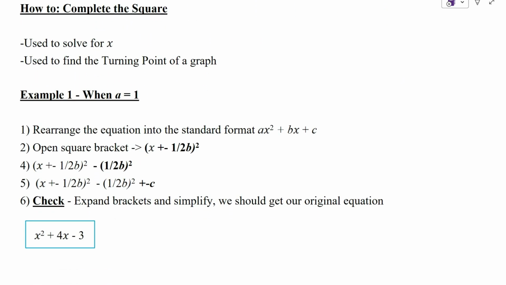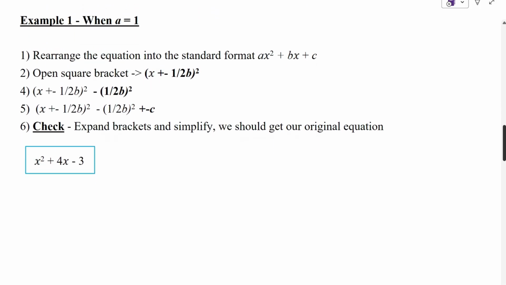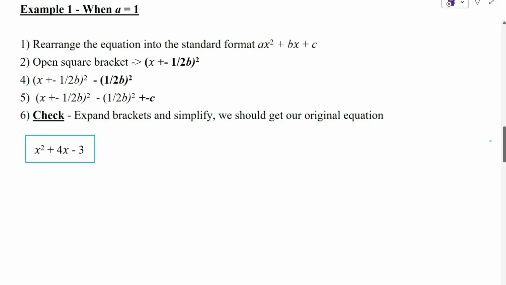Now, completing the square is used for two things: solving for x and finding the turning point of a graph, which is the lowest point on a graph here. So if you look at this, for example, this would be the turning point, and we can find out the coordinates of this point using completing the square. Now let's look at an example here, and we can work out the solutions for x and the turning point.